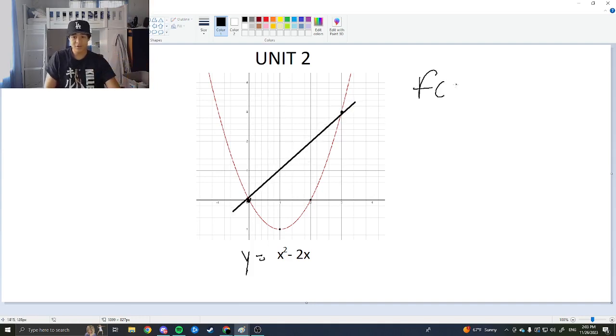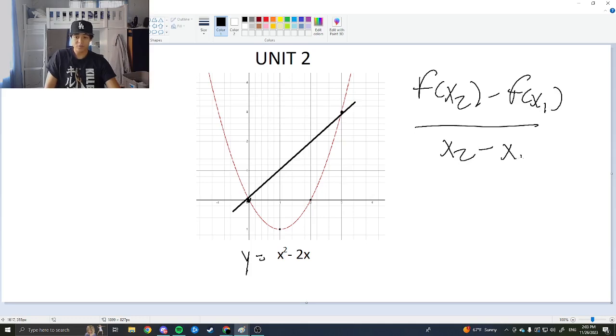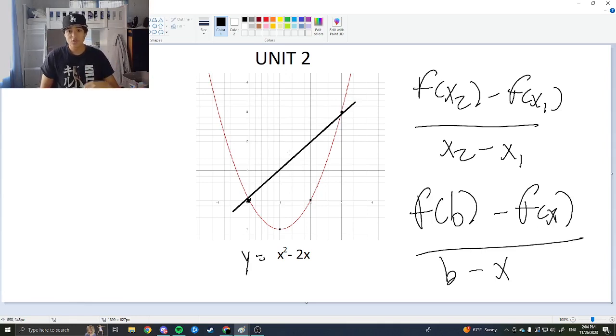The equation is f of x2 minus f of x1 over x2 minus x1. This is the equation to find the average rate of change over a distance. So this line that it creates is called a secant line. It connects 2 points on the graph and gives you the average slope between them. We learned that. This is pre-calc. This is also in my other video.